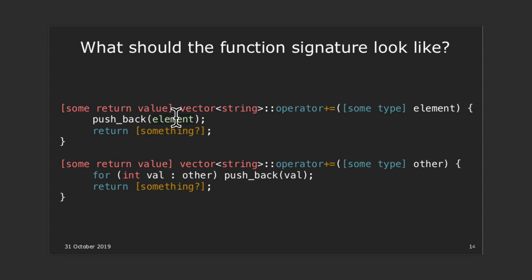So now what's interesting is that this operator needs some sort of return value, and it also needs a type for the element. Let's start with the easy one. What type do you think this element is? Okay, so it's a string, but how are we passing this string? So here, const string. Any other ideas? Okay, so non-const reference. Any other ideas?